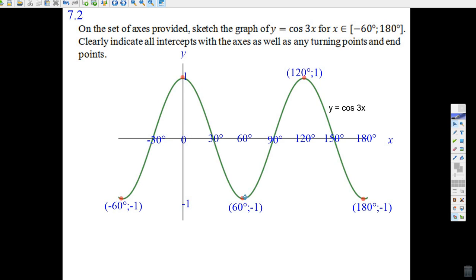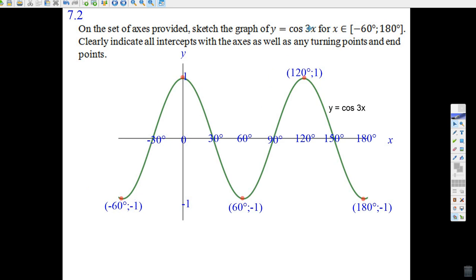The other things you need to label, though, are the turning points, 120 degrees and 1, 180 degrees and minus 1. Label the turning points and the end points. It says indicate, so it means you've got to label it. Minus 60 and minus 1, 60 to the left, minus 1, 180 and minus 1. There you're going to get all your 4 marks.